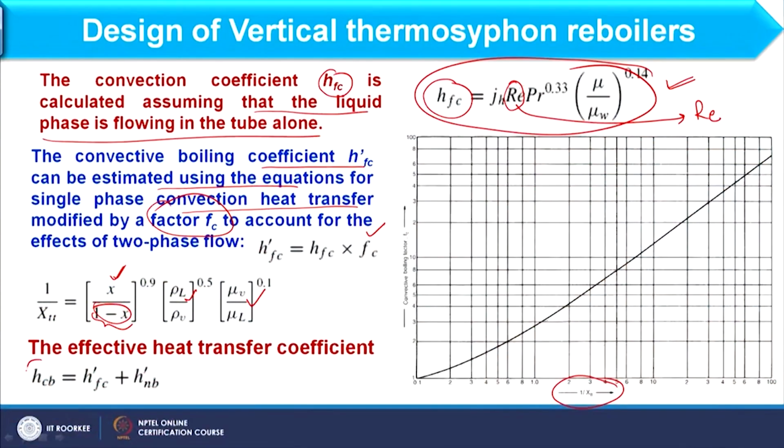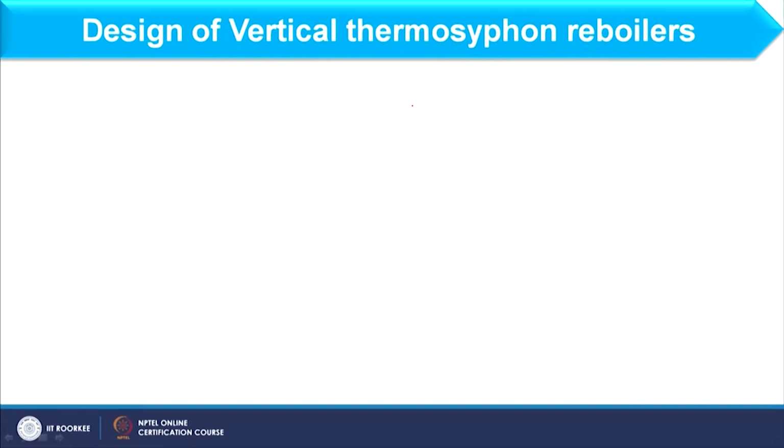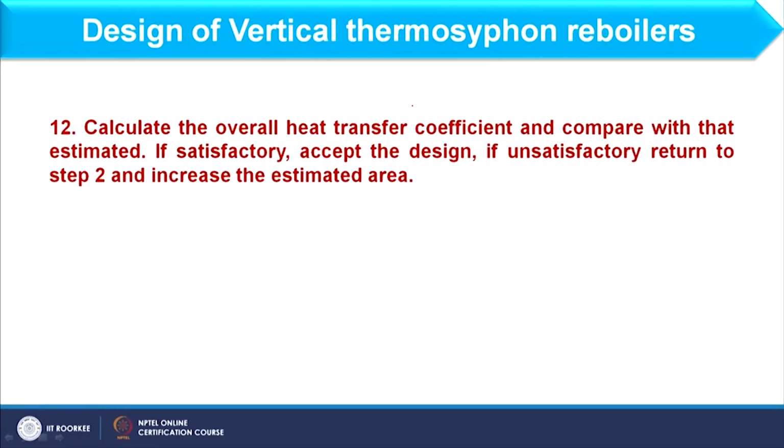So, the final heat transfer coefficient on the tube side should be the average of HCB as well as HFC. Okay. In this way you have to find the heat transfer coefficient on the tube side. And the shell side heat transfer coefficient you can find because steam will be available, or if any other vapor is available, you can simply consider the condensation process and find the heat transfer coefficient on that side. Once you have these two values, you can find the overall heat transfer coefficient and compare that with the estimated.